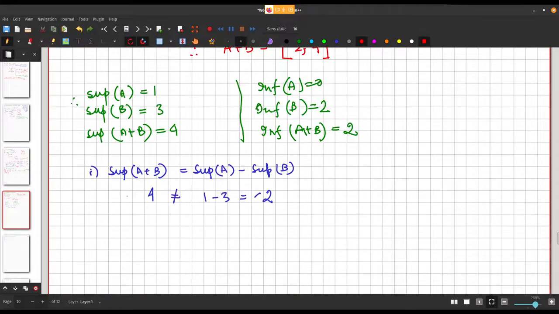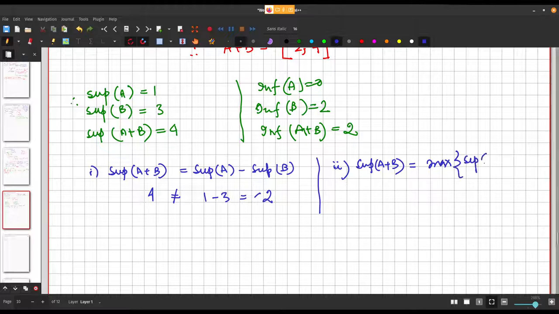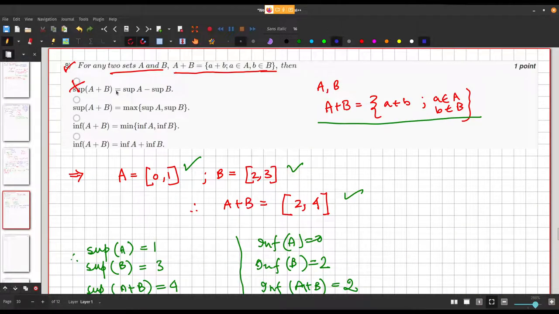What is the second option here? The second option is A plus B is maximum of supremum of A or supremum of B. And we can see that this is again not true, as this is 4, but max of 1 or 3 is 3. So 4 not equal to 3. That means the second option given, that is also incorrect.